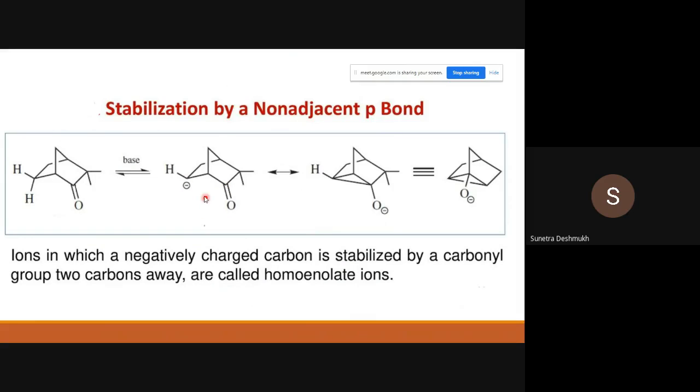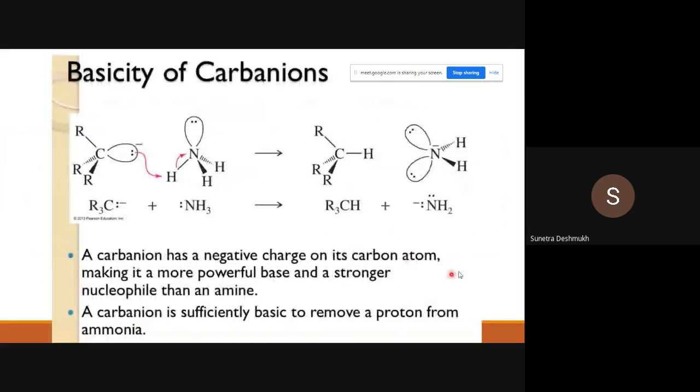Ions in which a negatively charged carbon is stabilized by a carbonyl group two carbons away are called homoenolate ions. So the carbanion can achieve stabilization by a non-adjacent p bond as well. This is some advanced thing that I thought I should include.